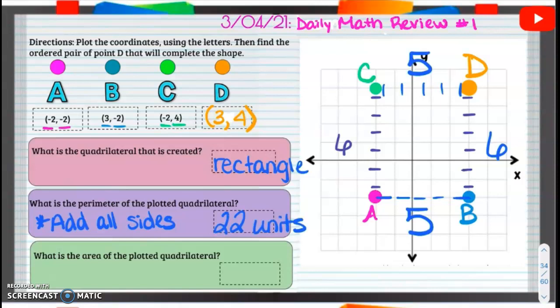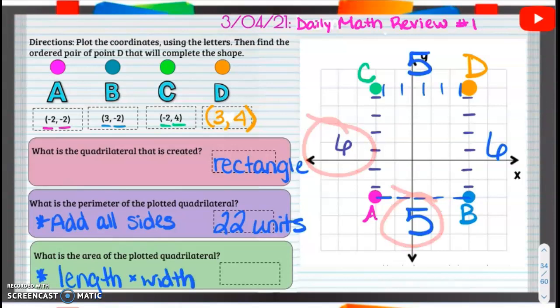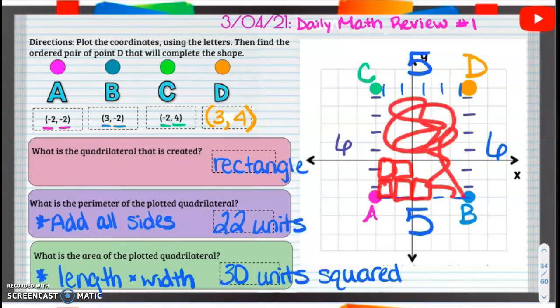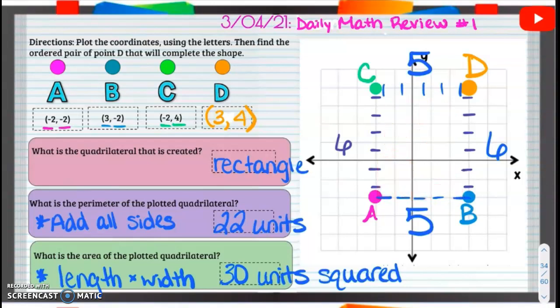22 units there. All right, now the area is going to be all the squares on the inside. More commonly or more easily, you're going to do length times width. So 5 times 6 is going to give us 30. And this is going to be units squared. Because that's how many squares are on the inside. That's how many square units. 1 square, 2 square, 3, 4, 5. You'll have 30 in here. So that's why it's 30 units squared, or 30 square units.